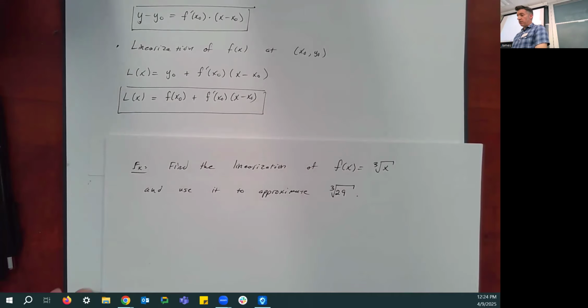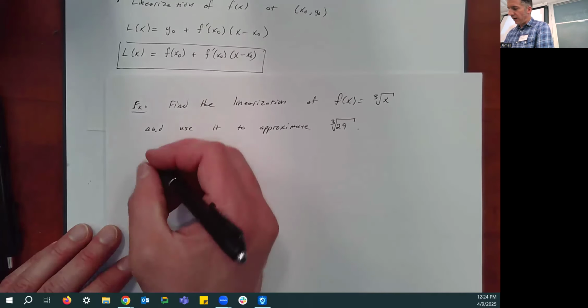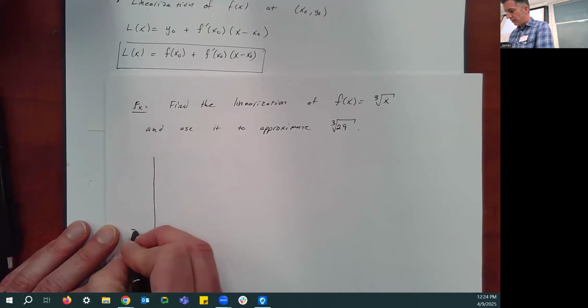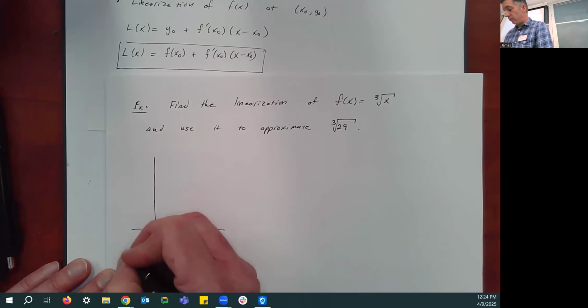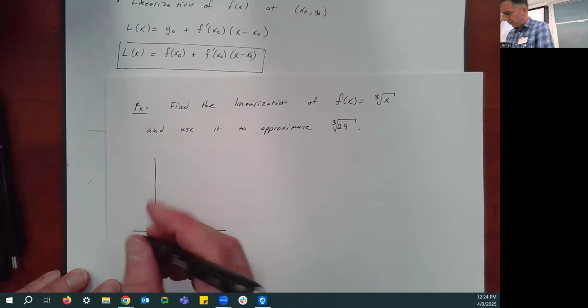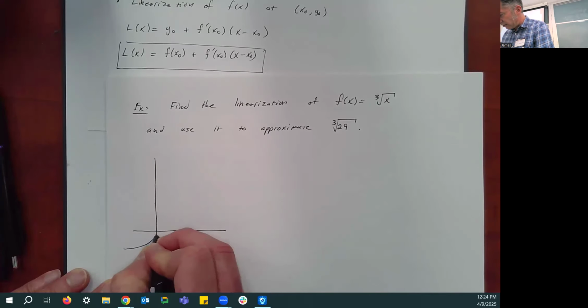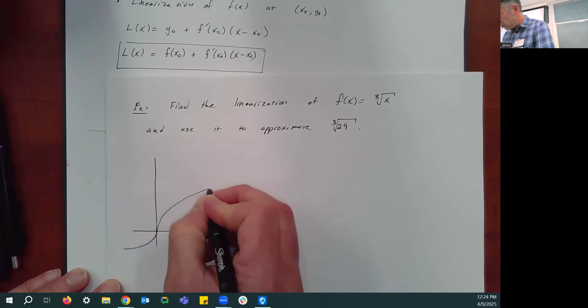So here's the idea. I'm going to draw the graph of this, although I'm going to draw it really not at all to scale. I definitely know what the cube root graph looks like. It looks kind of like this.